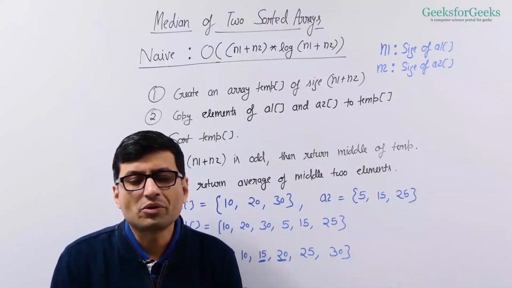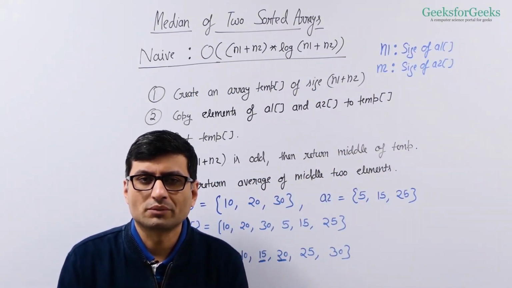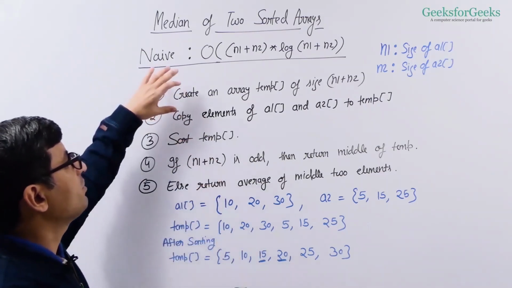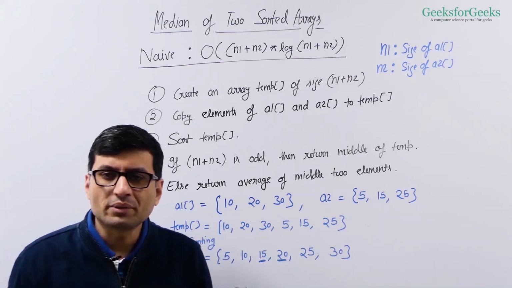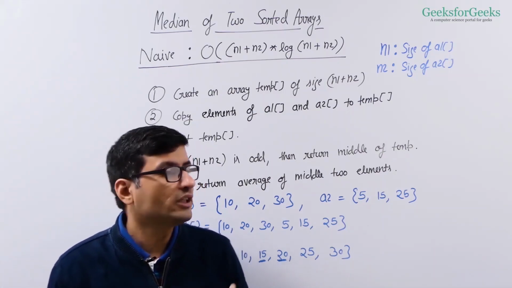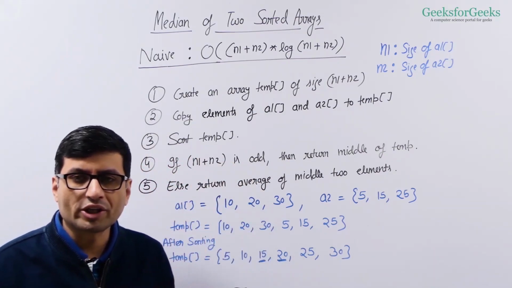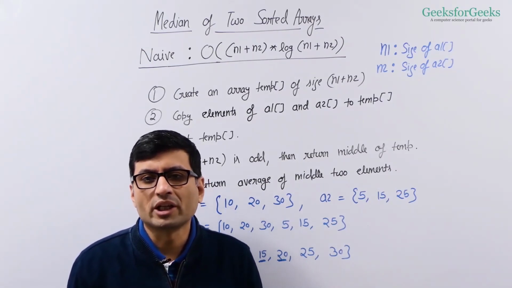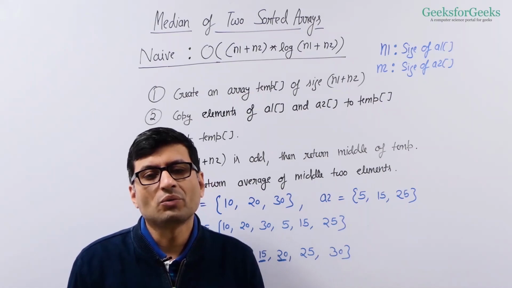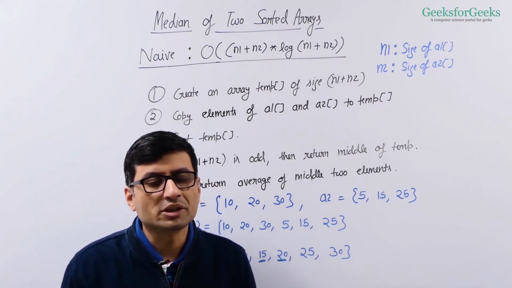Let us first talk about the naive solution to solve this problem. We create an array temp of size n1 plus n2. We copy the elements of a1 to temp and then copy the elements of a2 to temp. Then we sort temp, and after sorting it, we check if n1 plus n2 is odd. Then we return the middle element of temp. Otherwise, we return the average of the middle two elements.